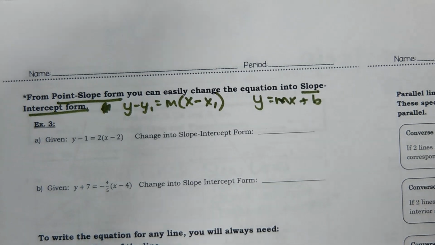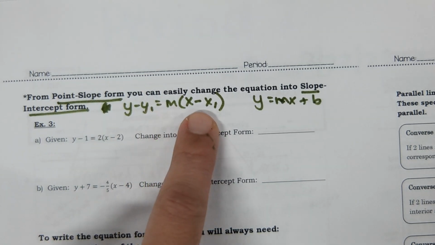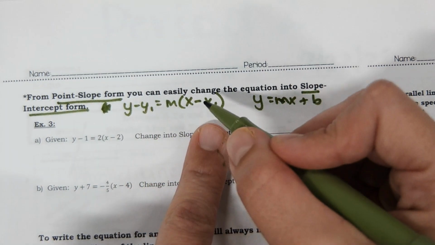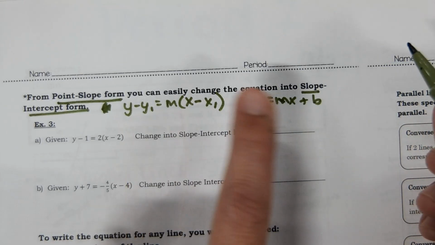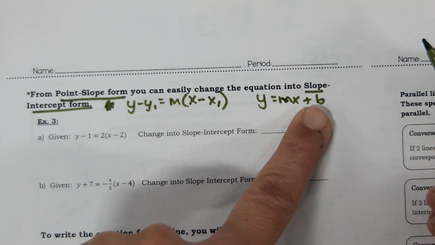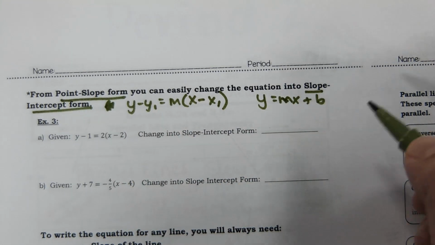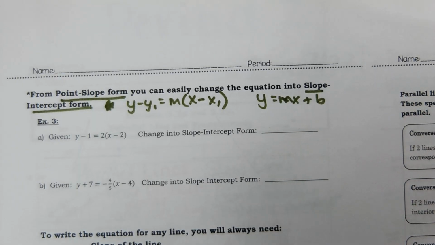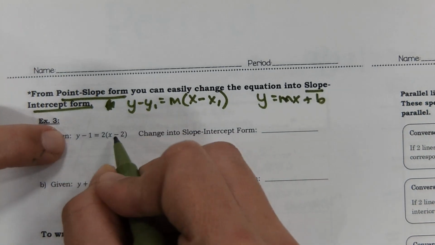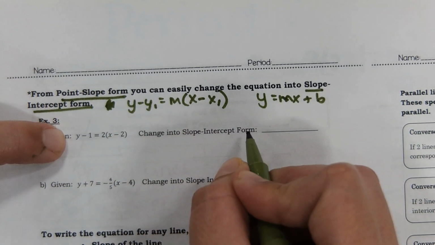So let's say you see this on a test, it asks you to graph it or something, and you forgot like what goes where. You can just rearrange it to get it to this format, as long as you know how to do that, and then you could graph it from this format. So given this here, we need to change into slope-intercept form.